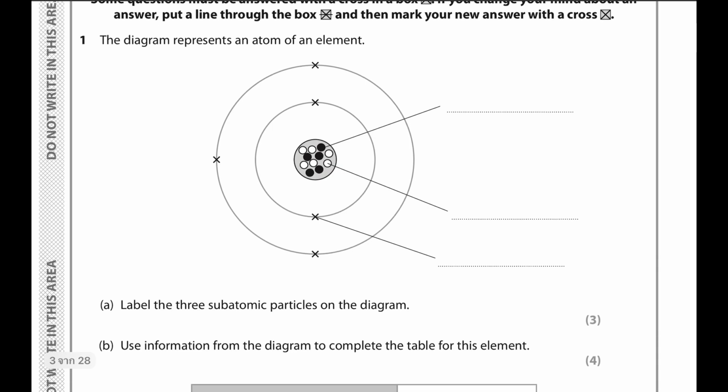The outer one is the electron. And then we have 1, 2, 3, 4, 5. We have 5 electrons, right? So the number of protons must be equal to 5. So 1, 2, 3, 4, 5. So the black particle is proton. And another one will be neutron.